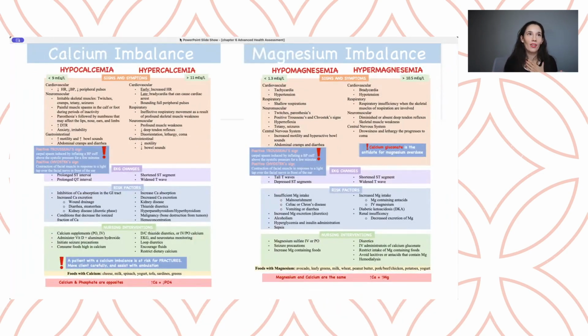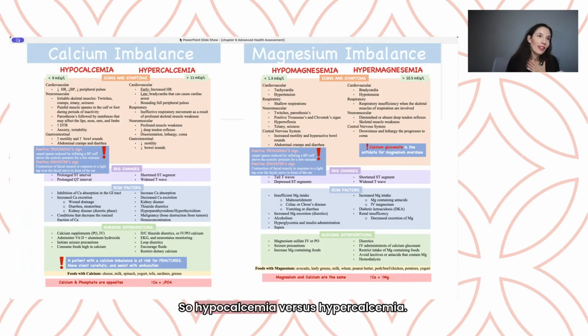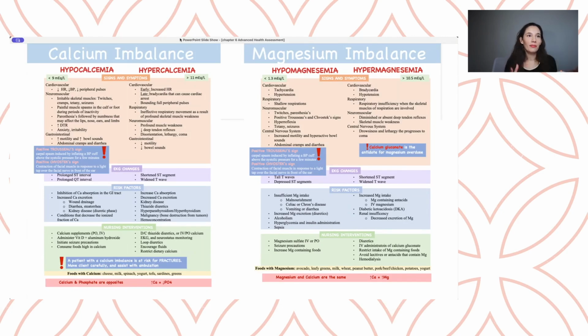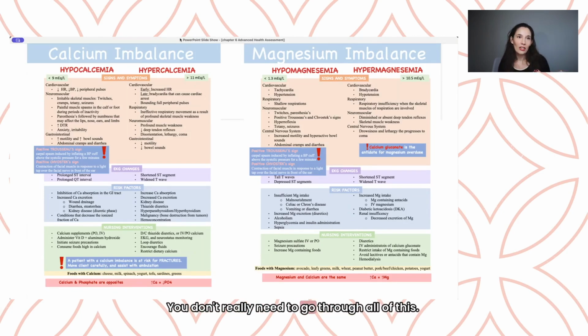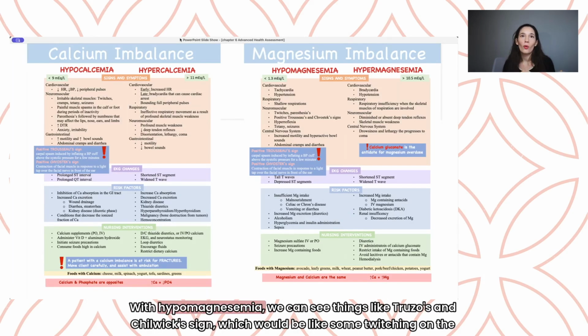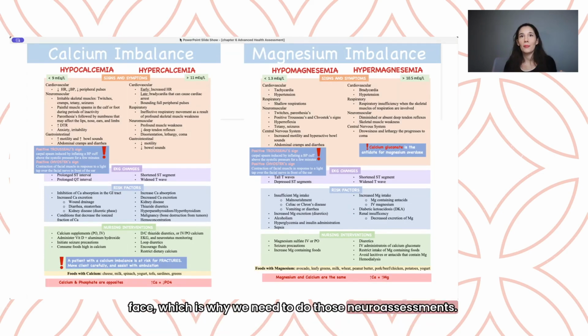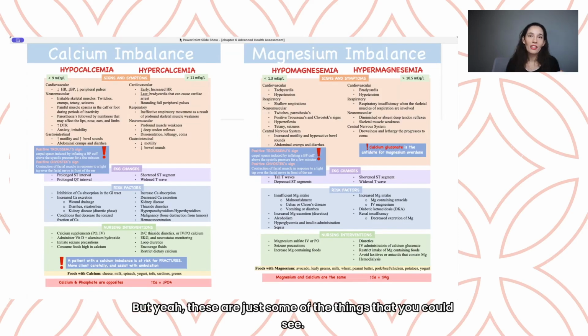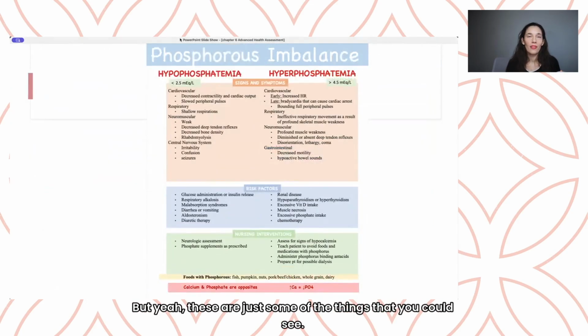But important to know. So hypocalcemia versus hypercalcemia, there's just some information there. You don't really need to go through all of this. Hypomagnesemia versus hypermagnesemia. We talked about some of this, like with hypomagnesemia, we can see things like Trousseau's and Chvostek's sign, which would be some twitching on the face, which is why we need to do those neuro assessments. But yeah, these are just some of the things that you could see.